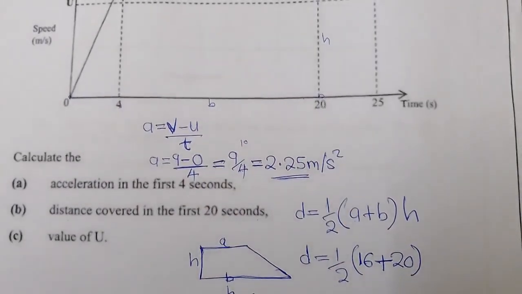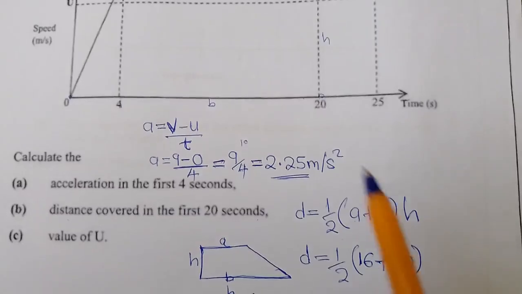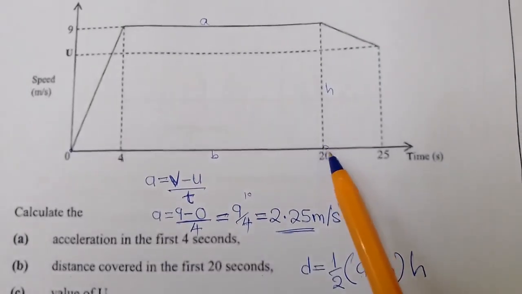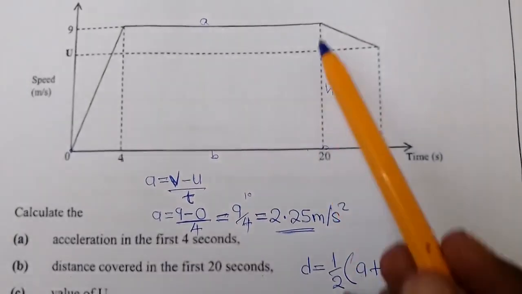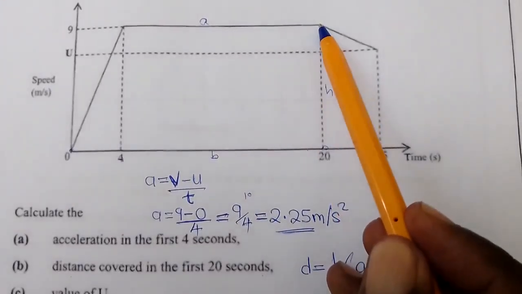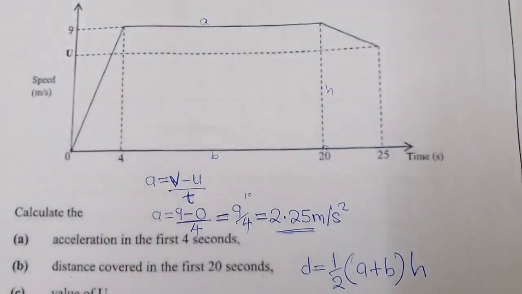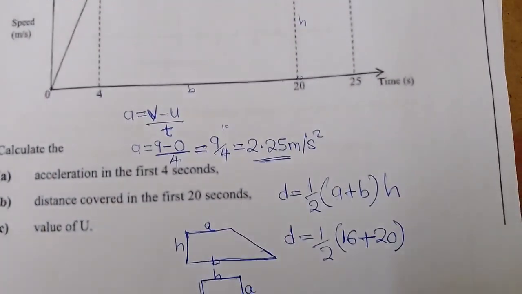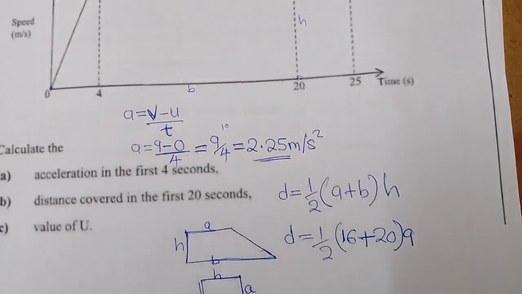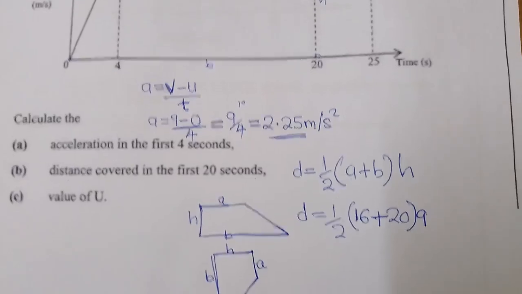Then what is your height? This is your height, from this point to that point. Have you seen? This is from here to there. We get the readings from there. This is 9. So you put your 9 there. This is what you're going to do. So you continue with this.